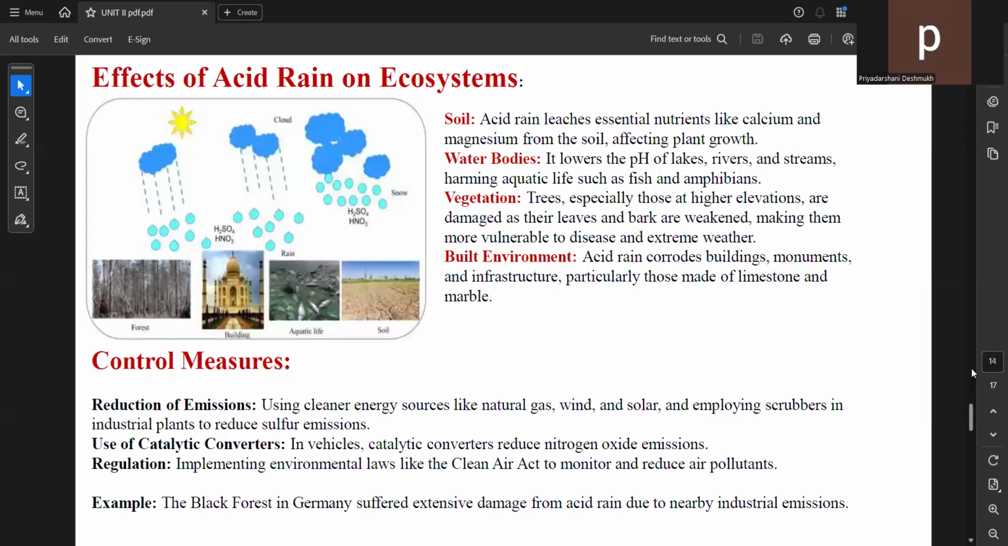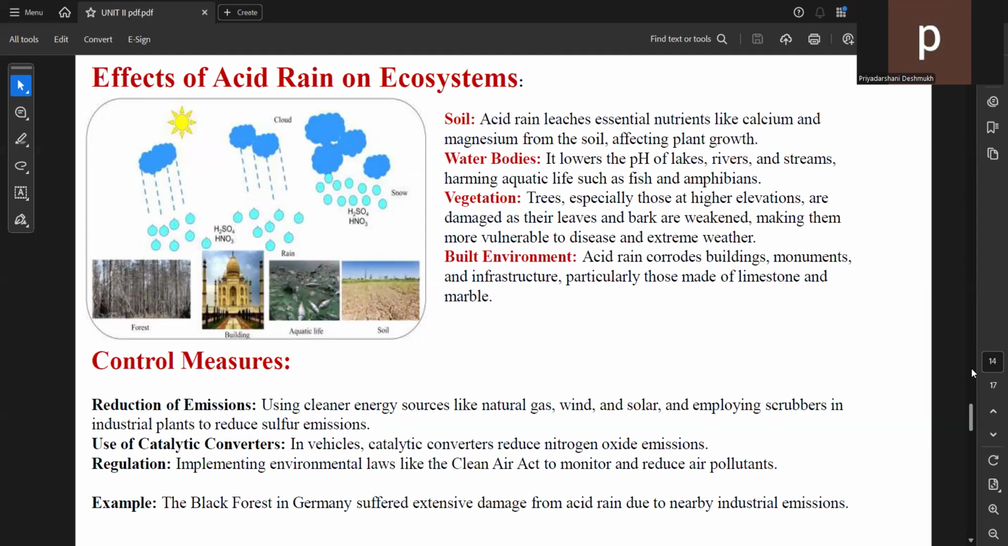Now, the next one is the effects of acid rain on the ecosystem. We all know there are various effects of acid rain on the ecosystem, that is soil, water bodies, vegetation, and the built environment. The famous example is the Taj Mahal. There are various examples that we can study of acid rain on ecology. This image shows the effects of acid rain on the ecosystem.